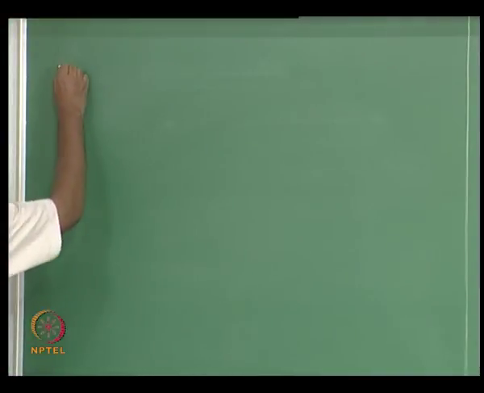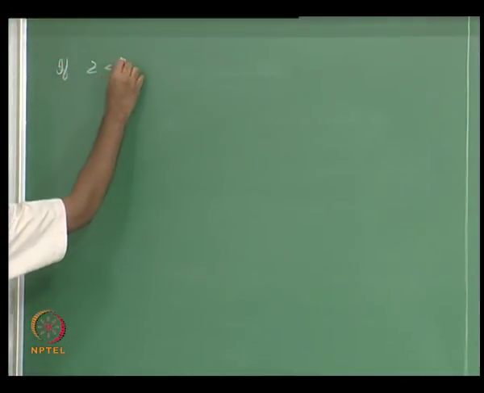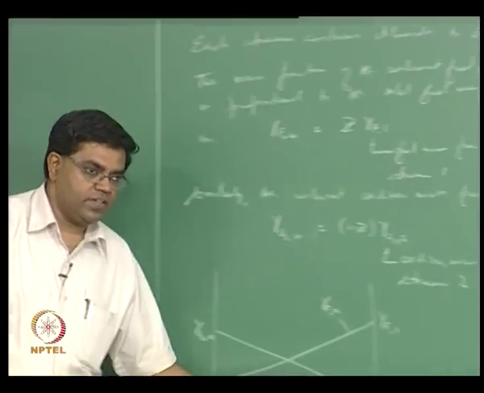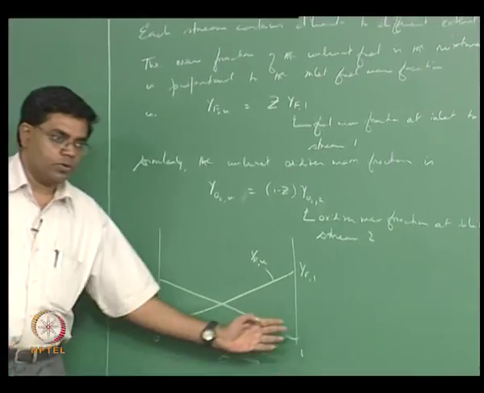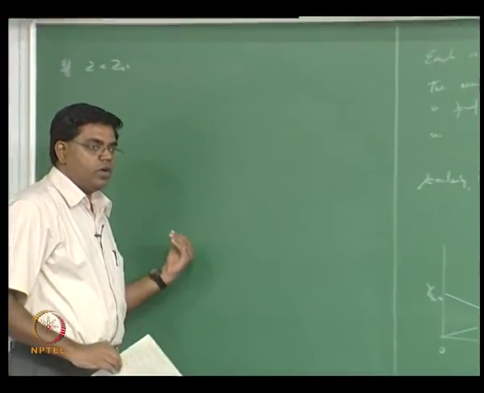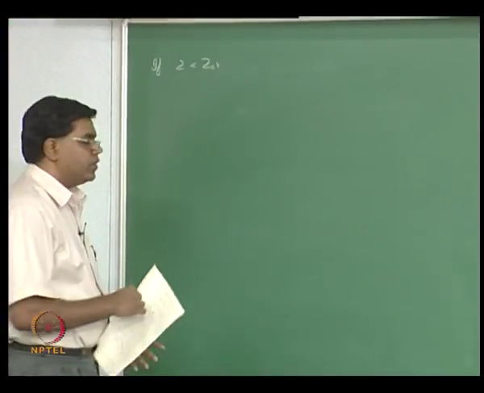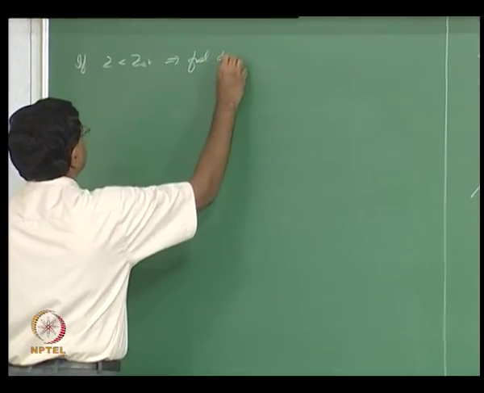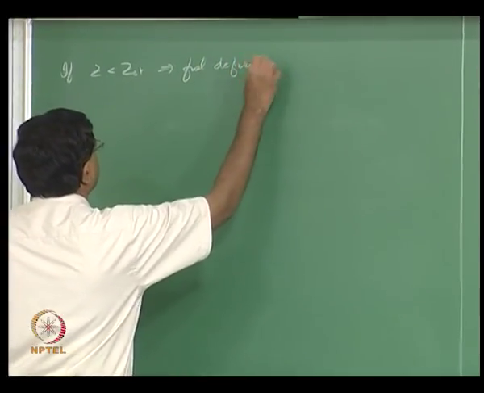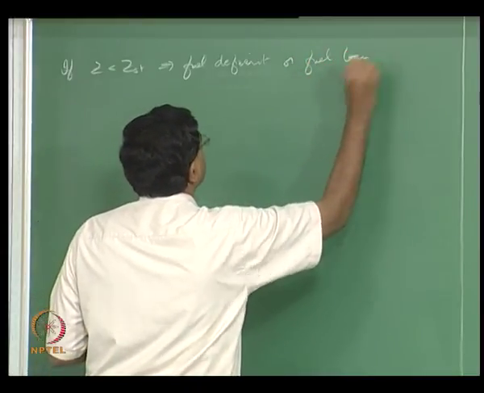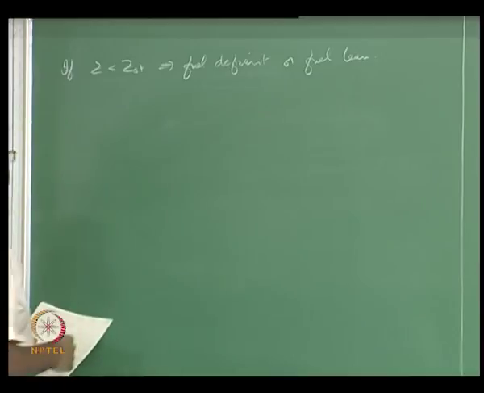So if Z is less than ZST, right, we are less in fuel, so as Z keeps on increasing you have more and more fuel, that's essentially the idea. So if Z is less than ZST, we know clearly that it is fuel deficient, or fuel lean, whichever way you want to say it, right.